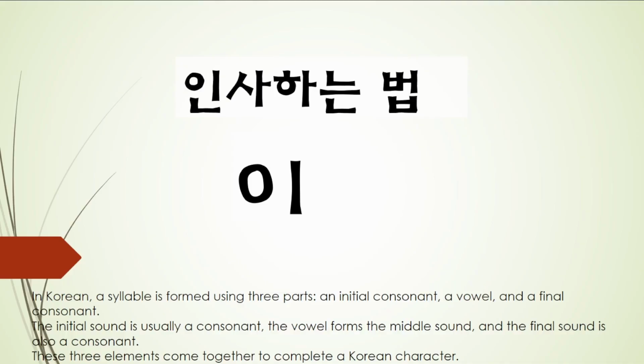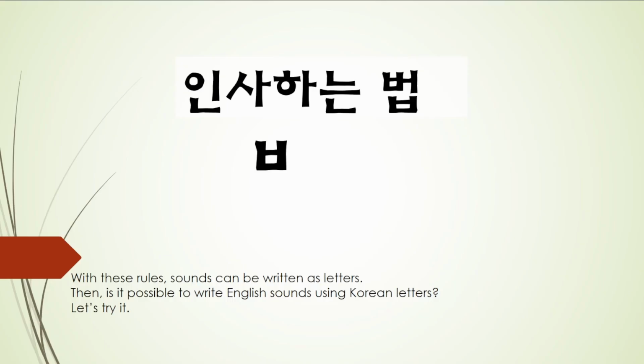이응, 이, 니은, 인. 시옷, 아, 사. 히읗, 아, 하. 니은, 으, 니은, 는. 비읍, 비읍, 법, 인사하는 법. With these rules, sounds can be written as letters.